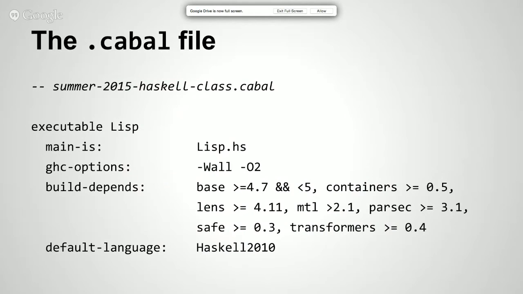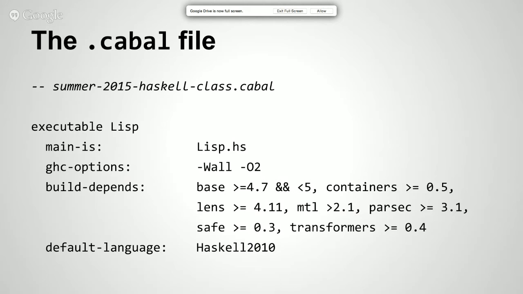So one of the first places to look in a Haskell project is the .cabal file. There is a replacement for cabal called stack. I have not looked at it yet. That may be another thing that I do before the end of the class. But for now, we'll just focus on cabal.